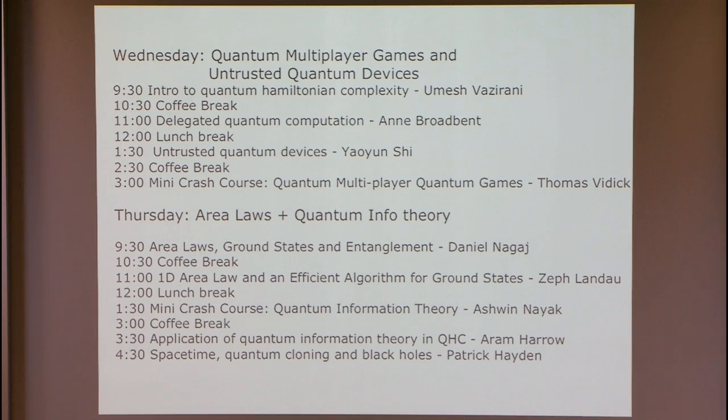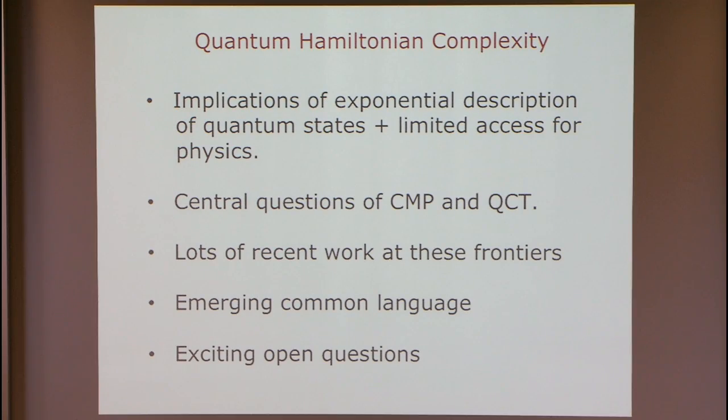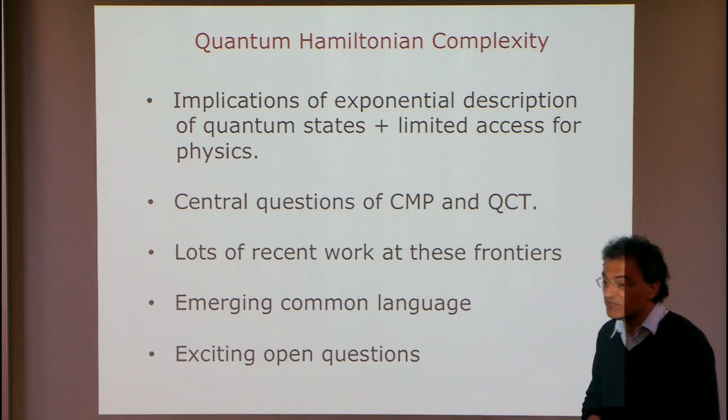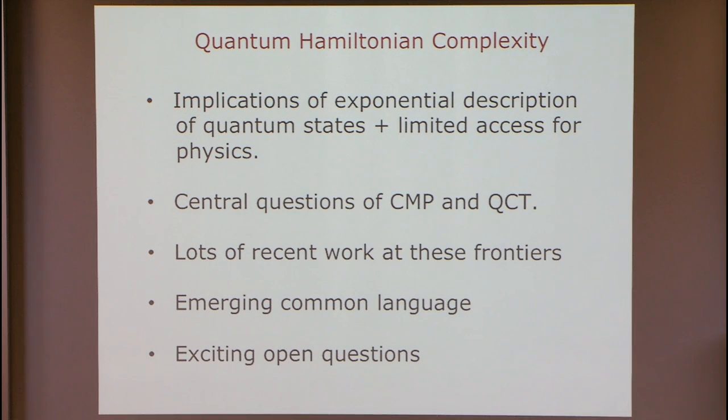Okay, so let me just summarize and wrap up. So just to summarize, what quantum Hamiltonian complexity investigates is the implications of these two properties: the exponential description of quantum states and the limited access. What does this tell us about physics, about the physical world?